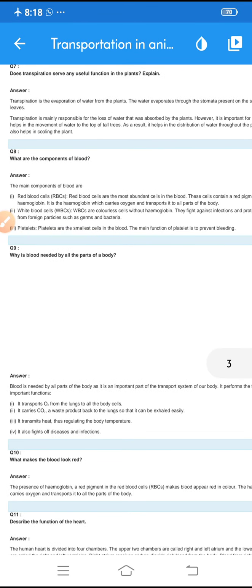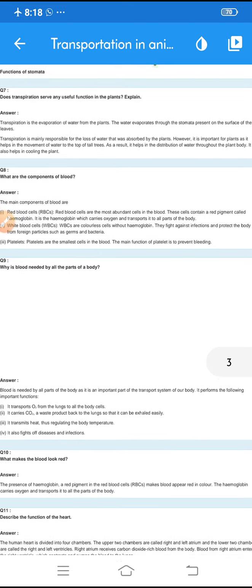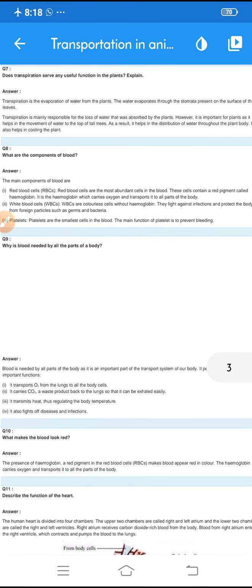Does transpiration serve any useful function in plants? Explain. Just now we discussed this. The process of loss of water through the leaves is called transpiration. So does the process of transpiration serve any useful function for the plants? That is the question here.